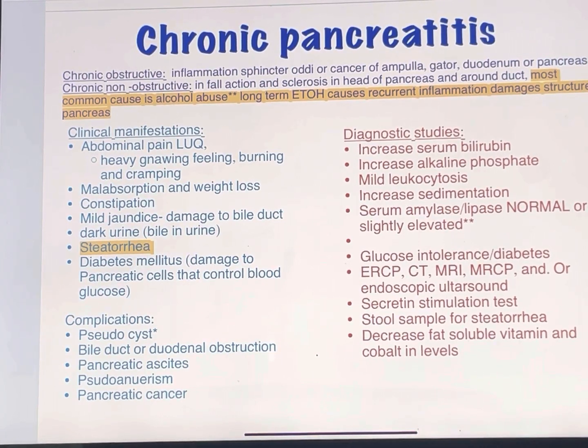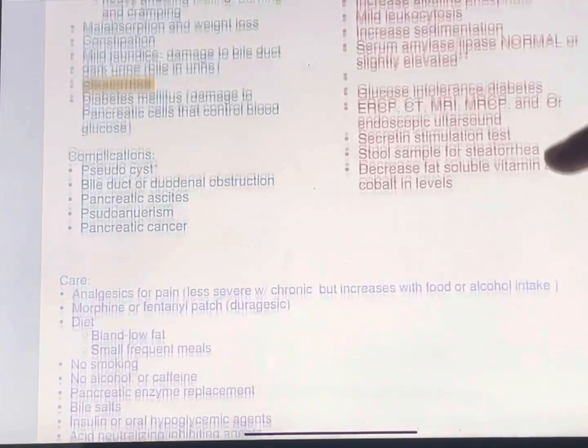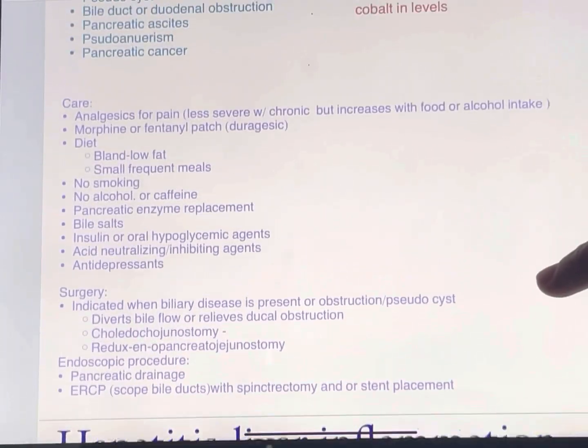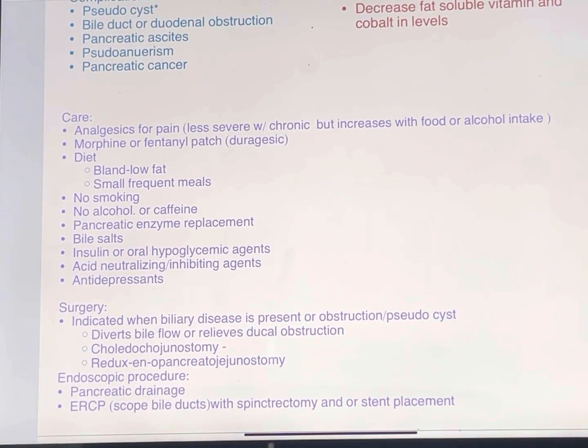The care for these patients is still going to be supportive care. We will still provide those analgesics for pain, and morphine and/or a fentanyl patch could be given. This patient is going to be on a specific diet. It is going to be a bland and low-fat diet with small, frequent meals. This patient should stop smoking. No alcohol or caffeine intake. No alcohol because we said it is the most common reason for pancreatitis. Alcohol needs to be eliminated.